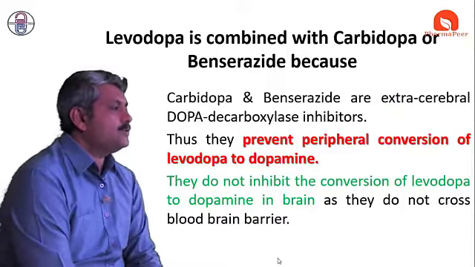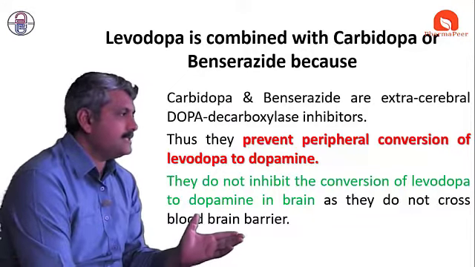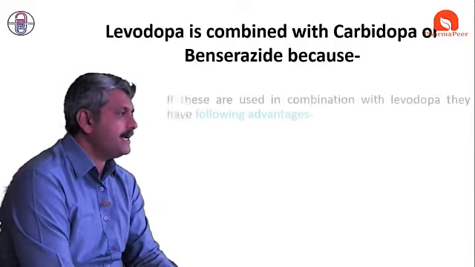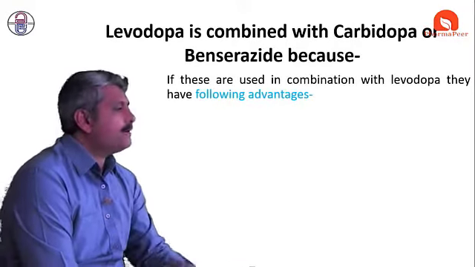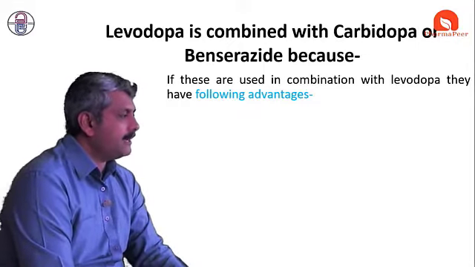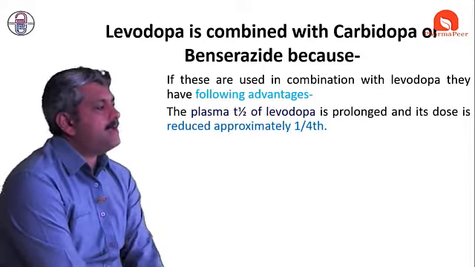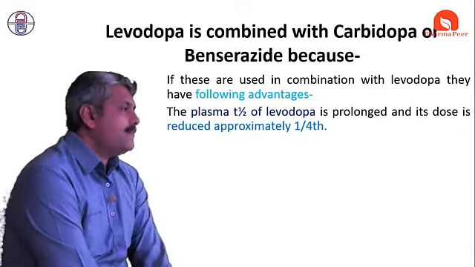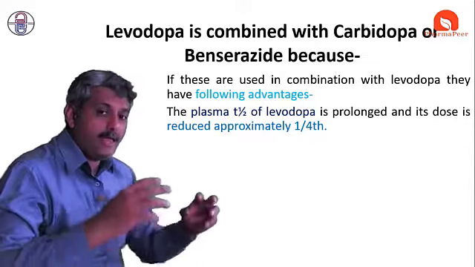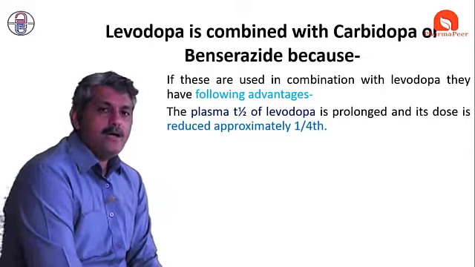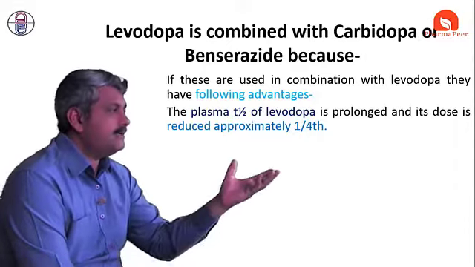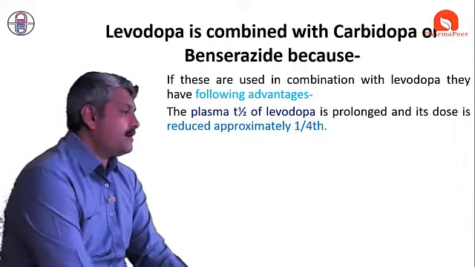And why are they called extracerebral? Because the very simple reason is that they do not cross the blood brain barrier. Next, along with this, there are some important benefits. The advantages are that the plasma half-life of levodopa is prolonged because of the combination, along with a decrease in the dose of levodopa. Approximately one-fourth of the dose gets reduced, giving a prolonged plasma half-life.